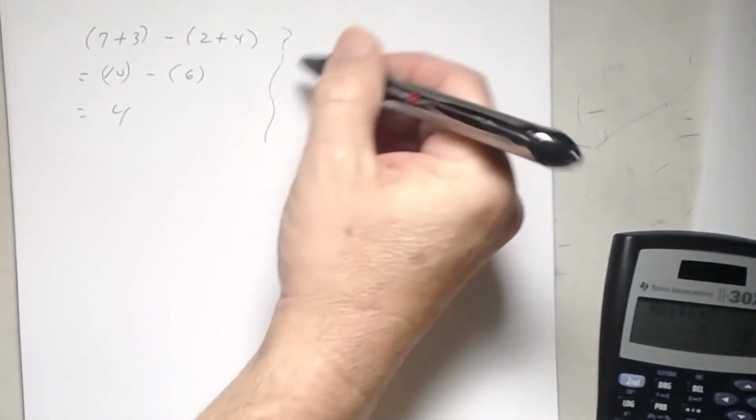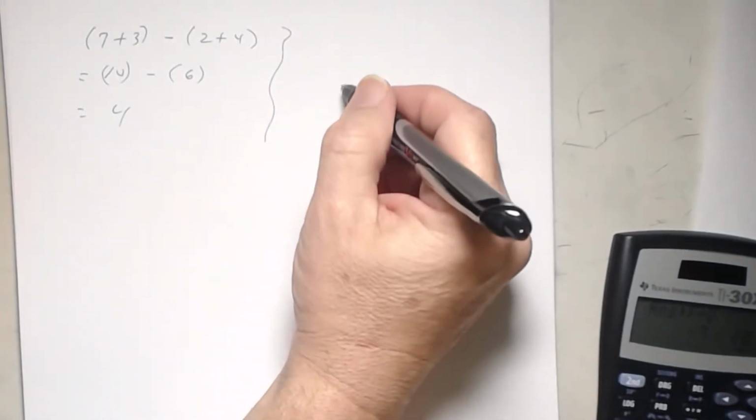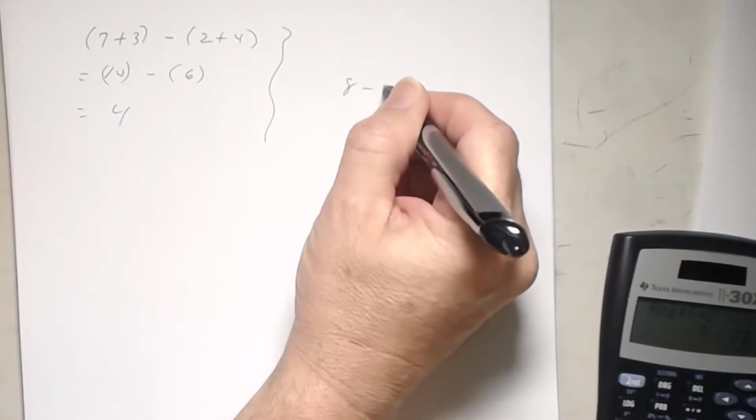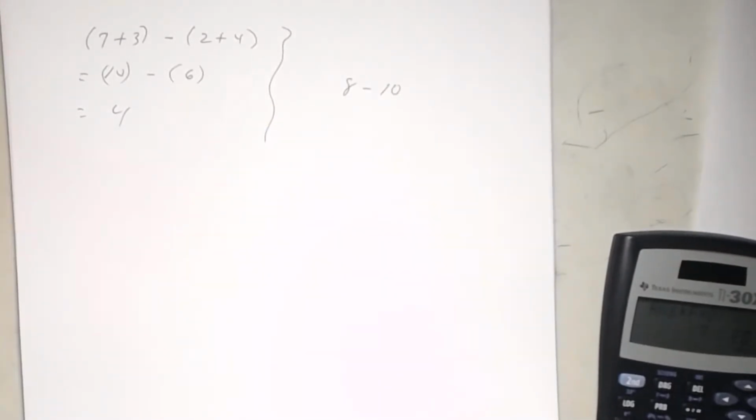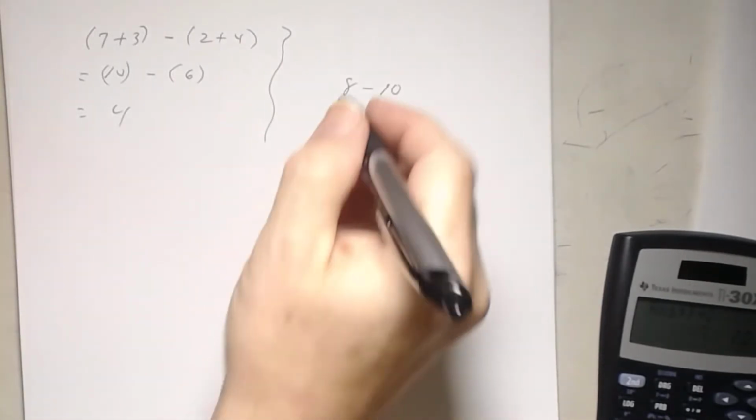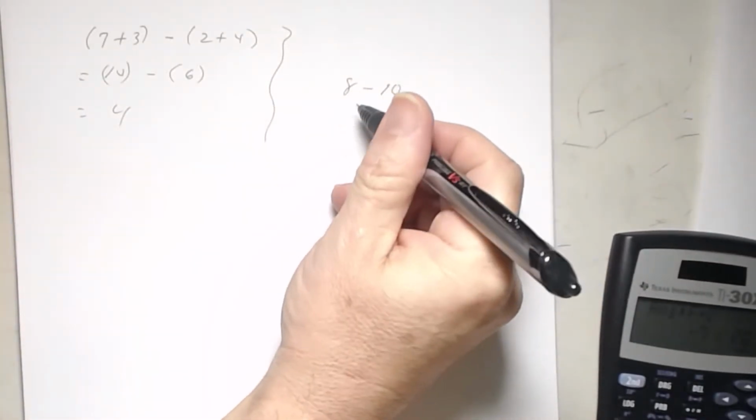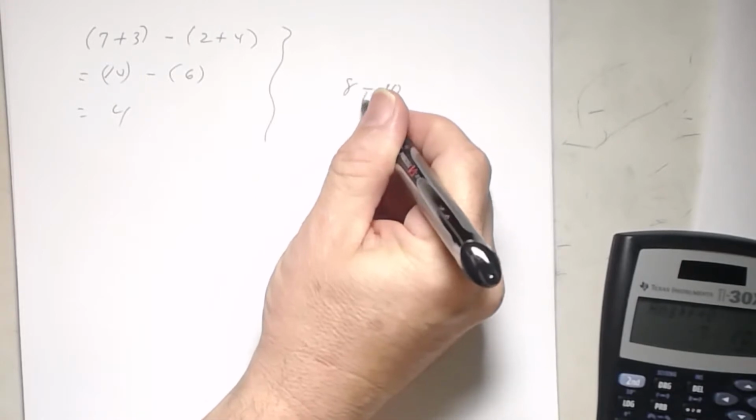But remember, what if I had 8 subtract 10? Is it 2? No, it's negative 2. Now, one of the things you need to remember from a previous course is that you can always, and we did talk about this in here, you can always change subtraction. What kind of problem?